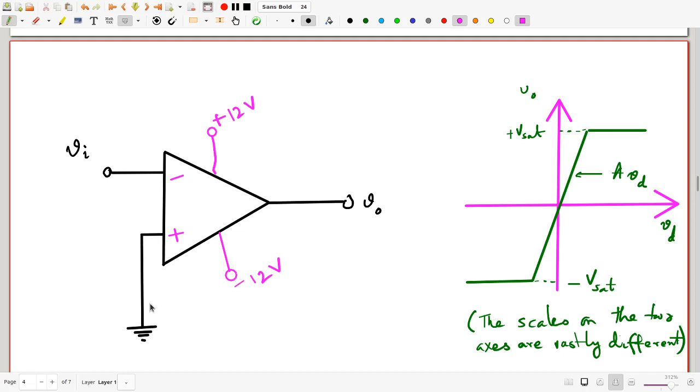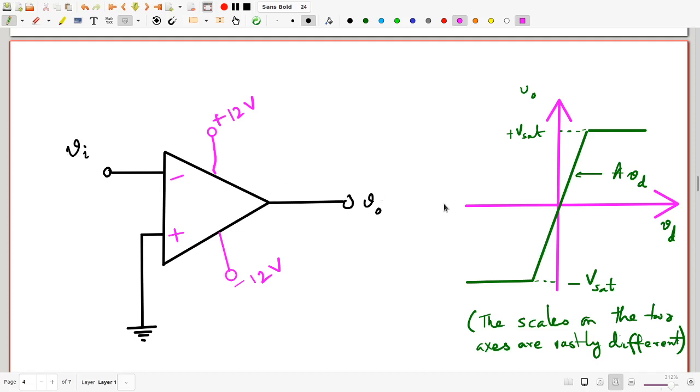The symmetry with respect to the ground is actually very, very important. It's not enough to have a 24 volt difference between the two ends of the power supply. The power supply really should be plus 12 volts with respect to the ground, and minus 12 volts with respect to the ground. Now, what will this circuit behave like when I change the Vi?